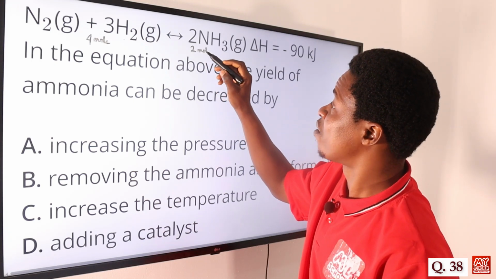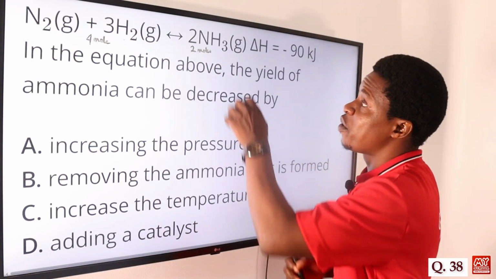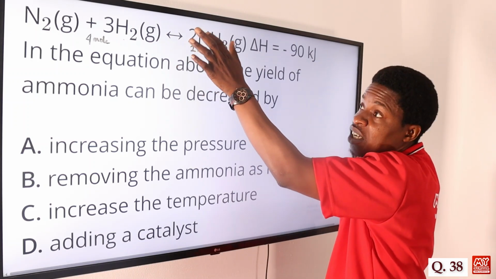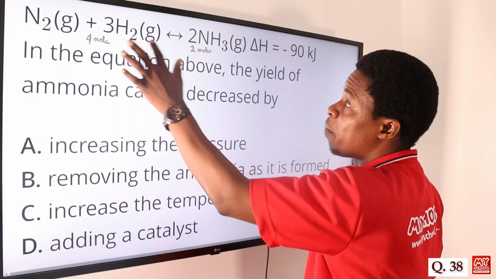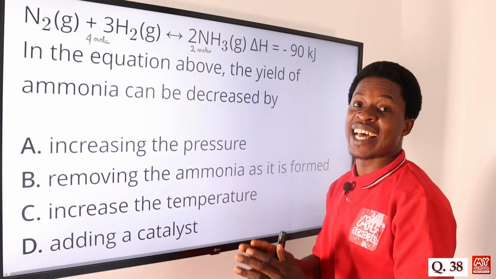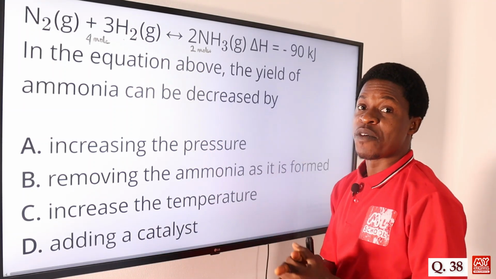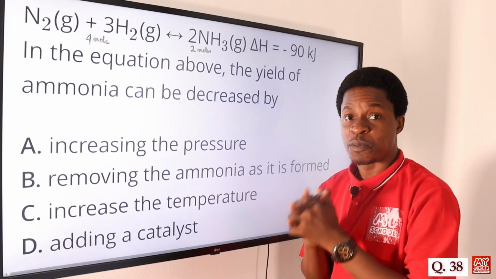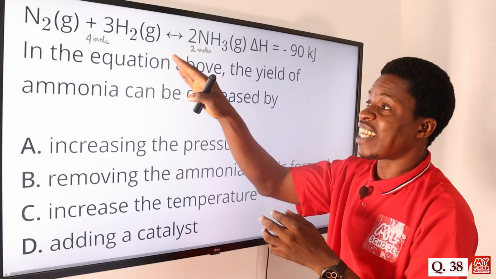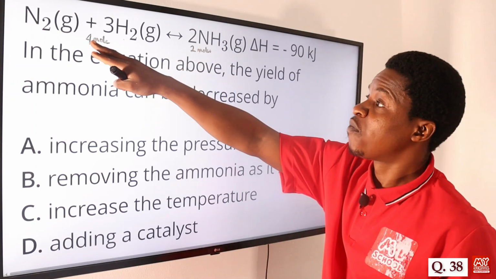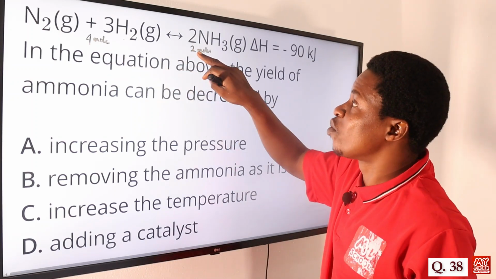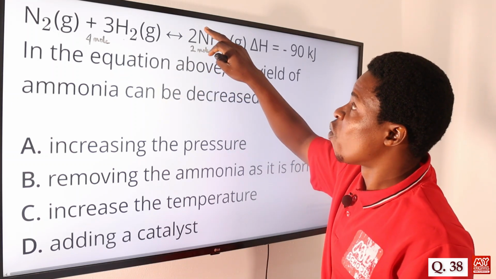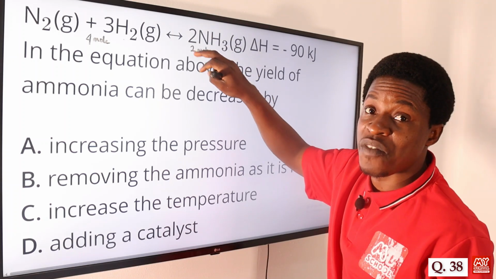According to Le Chatelier's principle, if we want the forward reaction to be favored, so more of this is produced, we look at the number of moles. The side that has the lesser number of moles will be favored by an increase in pressure. Now we have 4 moles here, we have 2 moles here. So 2 moles is lesser, which means an increase in pressure will increase the yield of ammonia.